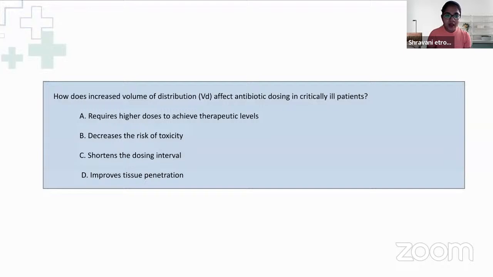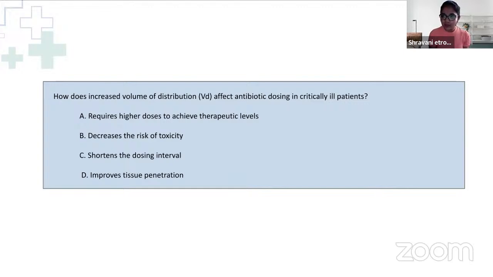And the last question, how does increased volume of distribution affect antibiotic dosing in critically ill patients? Here you can take the example of hydrophilic drugs. We have discussed earlier what happens if the volume of distribution of hydrophilic drugs is increased. If you remember, there is edema in the hands, which means that fluid is being accumulated in our body. So there is third spacing, and there is a higher volume for these hydrophilic drugs to get distributed.